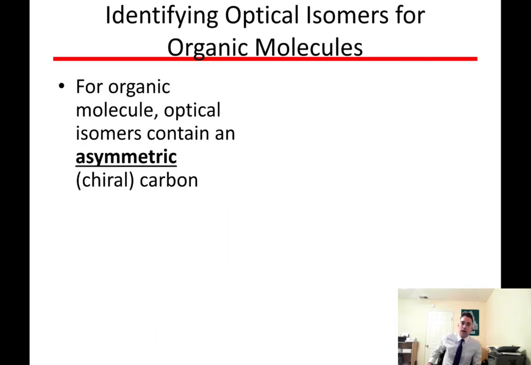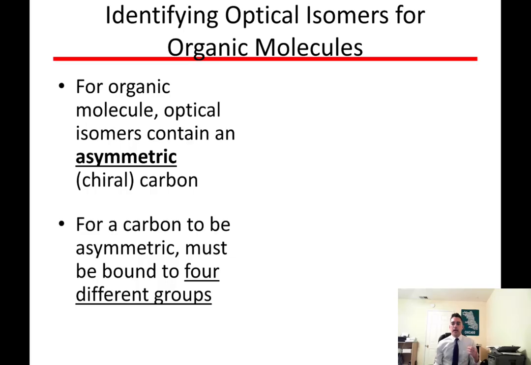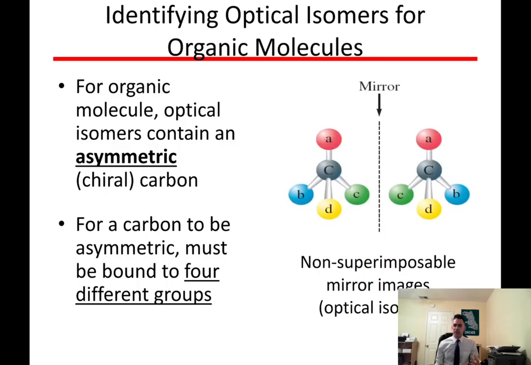For an organic molecule, optical isomers will be possible if you have what's known as an asymmetric carbon or a chiral carbon. In order for a carbon to be asymmetric or chiral, it has to be attached to 4 different groups or 4 different things. We can take a look at an example here in the slide, but I think it's also helpful to see a real model of it. So in the slide, I have a carbon that's attached to 4 different things and its mirror image, but I've also made a model here of a carbon that's attached to 4 different things and its mirror image.